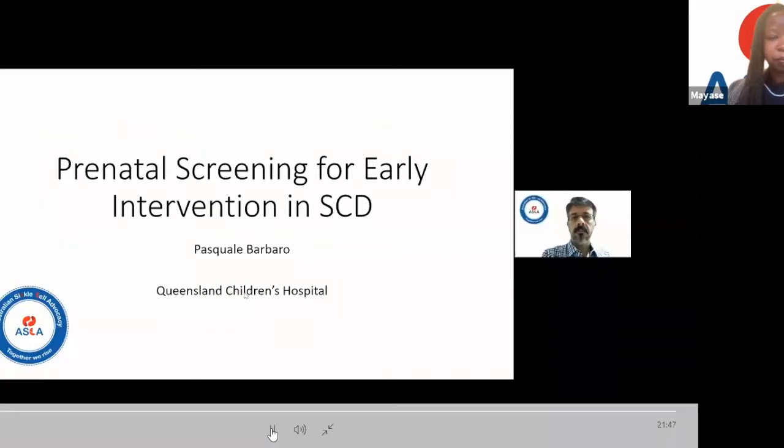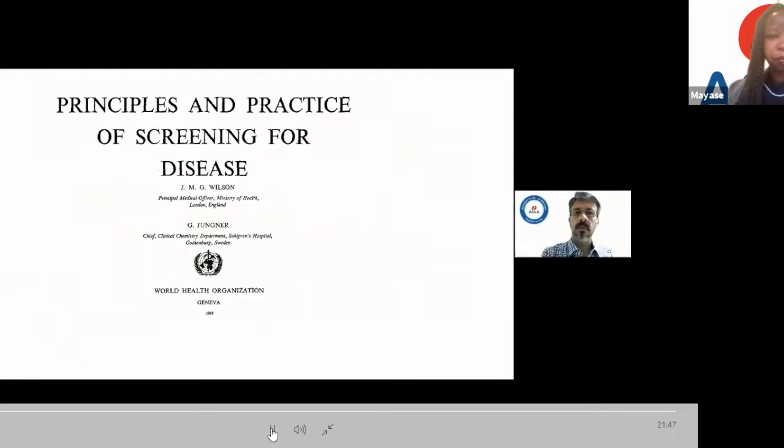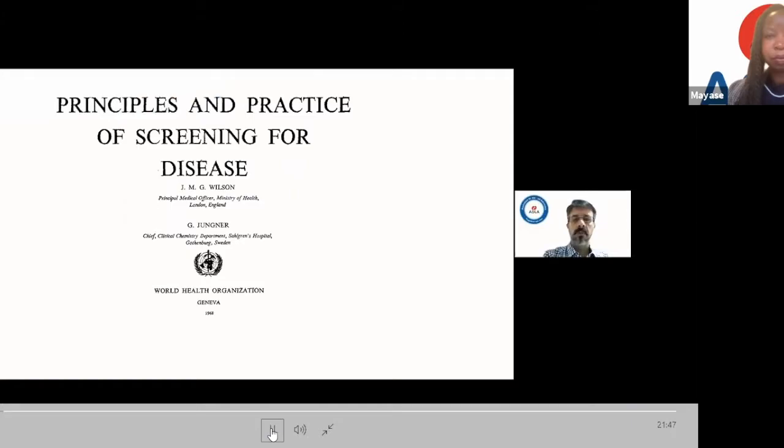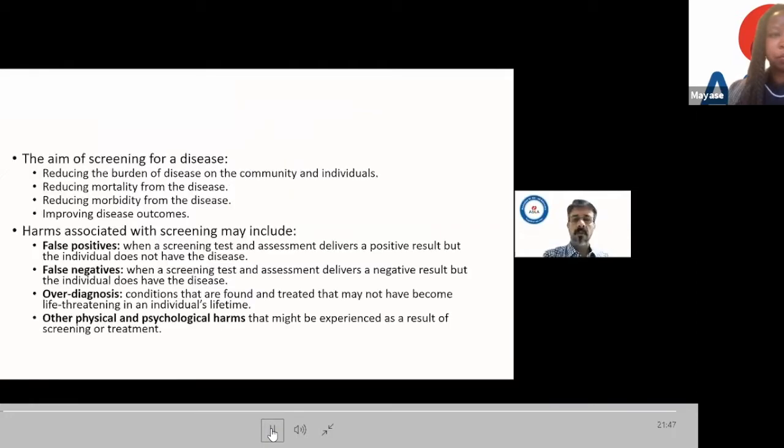So the principles of screening for any type of disease really come from this document from the World Health Organization, which was published a while ago now in 1968, but really the principles in this document are valid even today. And the document really states that the aims of screening for a disease are to try and reduce the burden of the disease in the community and in individuals, to reduce the morbidity and mortality of the disease and improve disease outcomes.